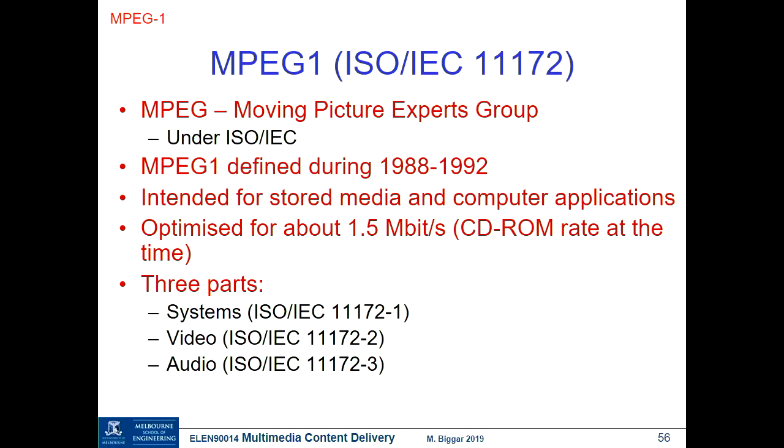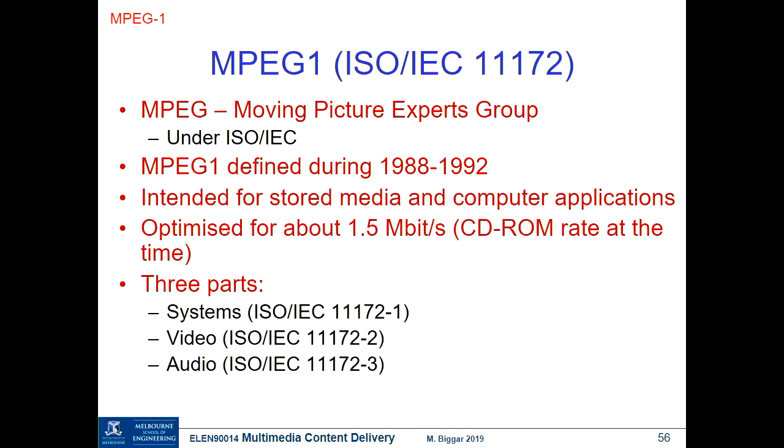But this second group, MPEG, who's much better known, came out of the ISO, the International Standards Organisation. And the group that formed was called, or is called, it's still going, the Moving Picture Experts Group, and that's where MPEG comes from. And so MPEG-1 was the first video coding standard that it defined, and it defined it just after, or in that short period after H.261.